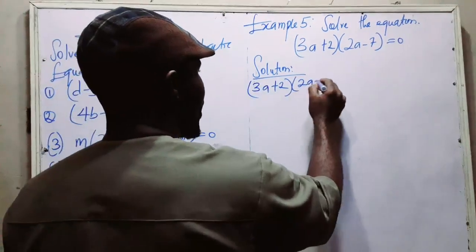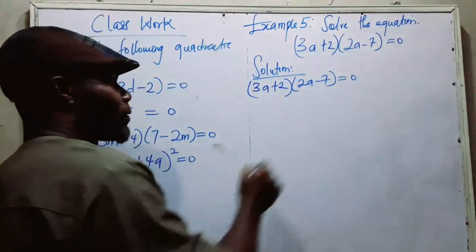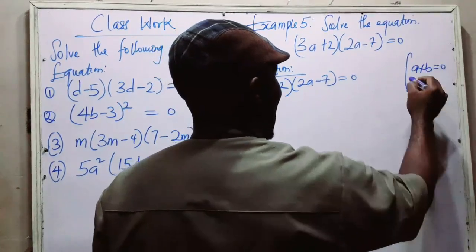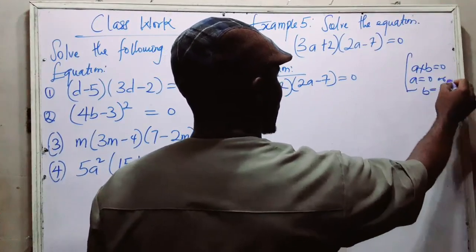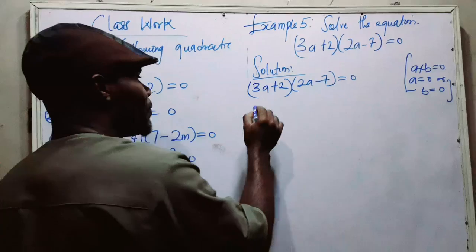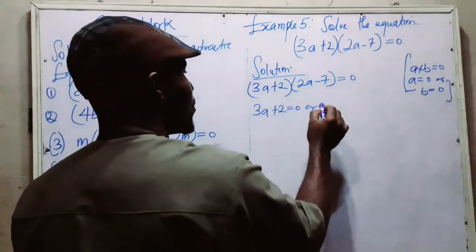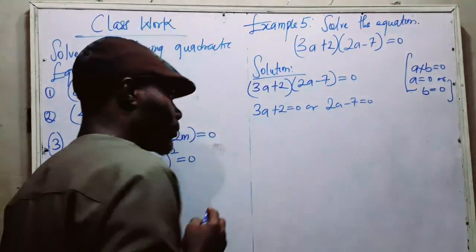We have (3a plus 2) times (2a minus 7) is equal to 0. Now, as we have said earlier, we still have to remember our law that it is either a is equal to 0 or b is equal to 0. So therefore, we have 3a plus 2 is equal to 0 or 2a minus 7 is equal to 0.